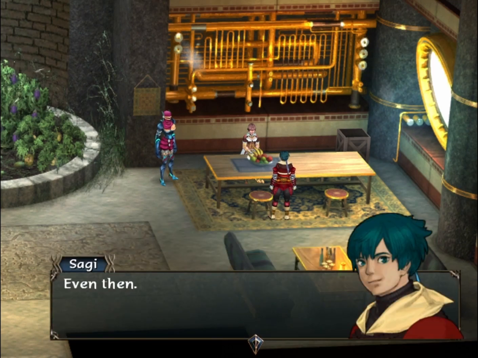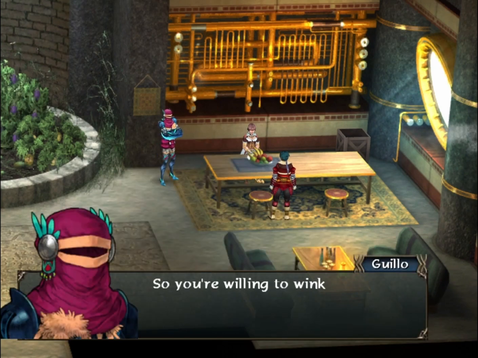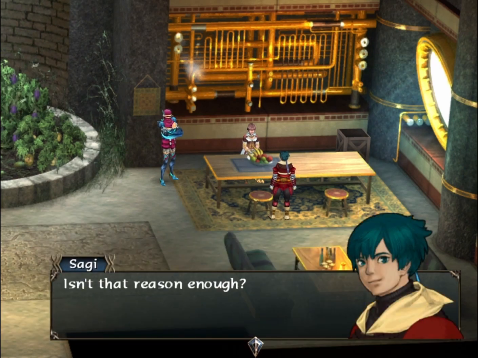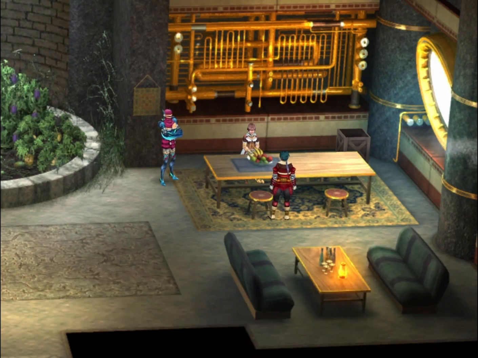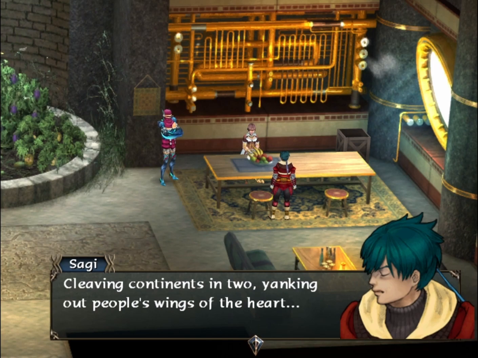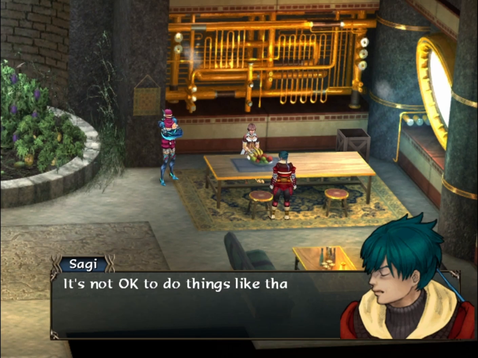Even then, so you're willing to wink at mortal peril just because pro-machination doesn't sit well with you? Isn't that reason enough? Cleaving continents in two, yanking out people's wings of the heart? It's not okay to do things like that.